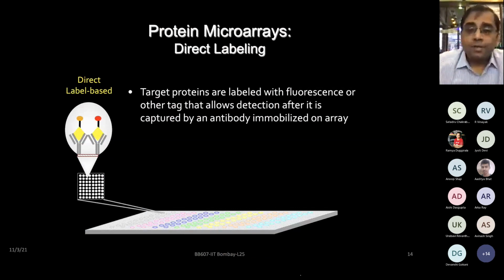Now let's give a little bit of a conceptual broad view of the different types of arrays which can be made using the protein array concept. And when we say protein, it could be antibodies, it could be purified proteins, it could be peptides, many things are possible.